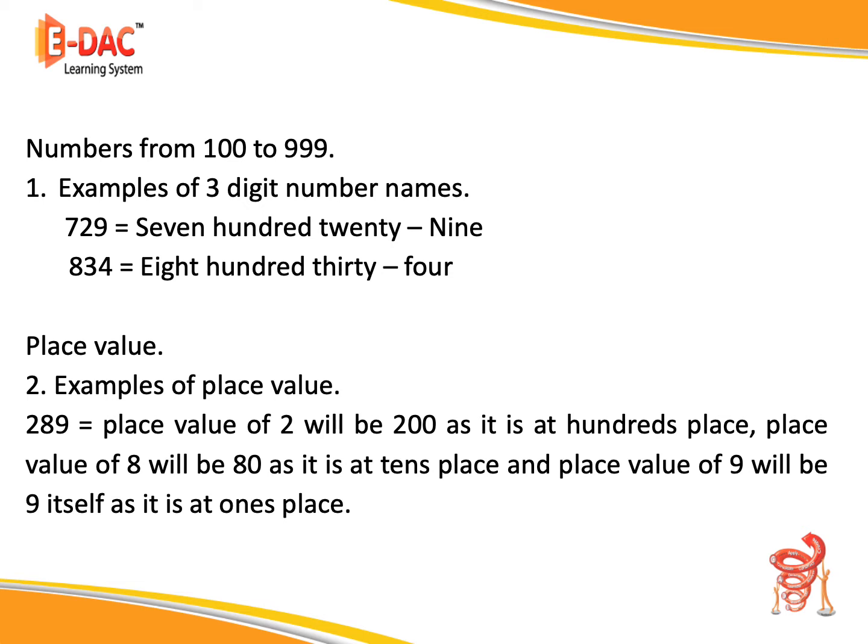289. In this 3-digit number, the place value of 2 will be 200 as it is at hundreds place. Place value of 8 will be 80 as it is at tens place. And the place value of 9 will be 9 itself because it is at ones place.